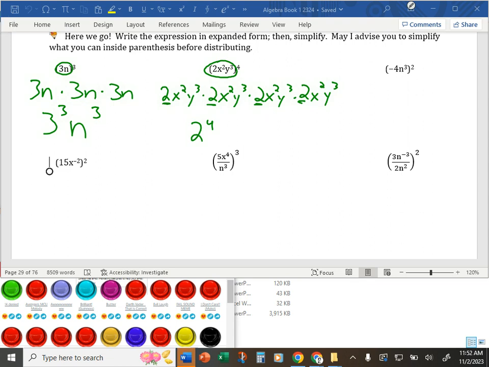How many x's do we have all together here? All being multiplied together. Josie, 8 of them, right? Because each one of these represents 2. 2, 4, 6, 8. That's x to the 8th.